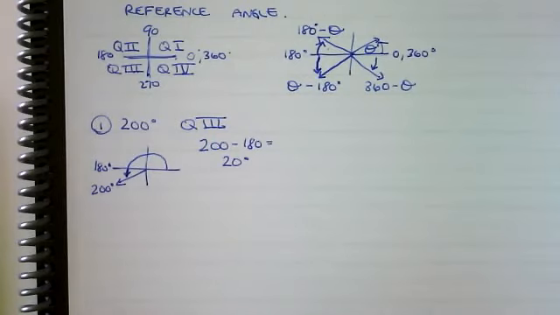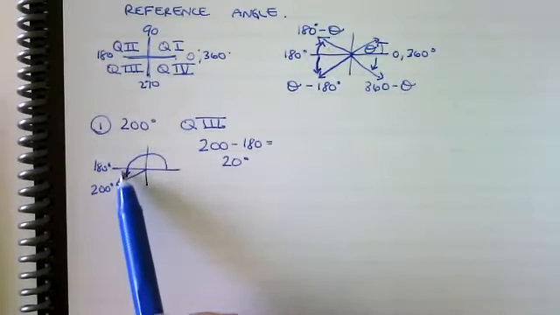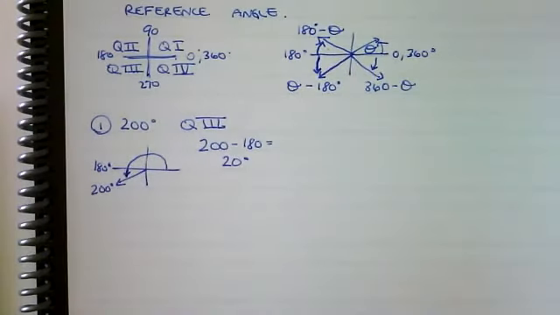Once you figure out what quadrant it's in, it's pretty easy to find your reference angle. You're just finding the distance from the x-axis. Okay, so there's our first one.